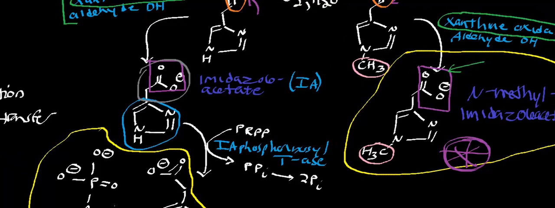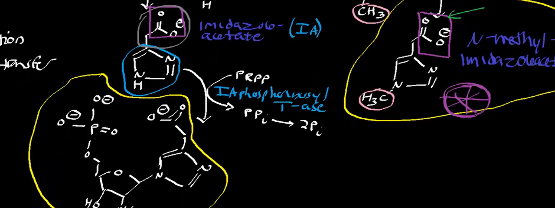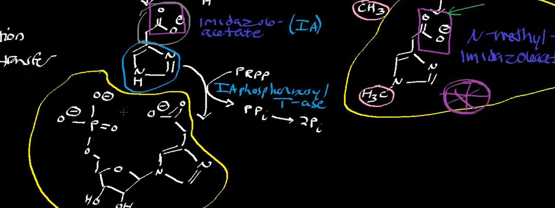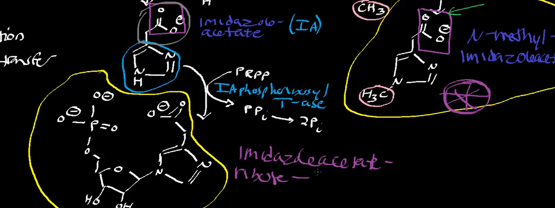But in the other case, we can go one step further and react it with a phosphoribosyltransferase, which uses PRPP to transfer a ribose 5-phosphate moiety onto the imidazole ring, and we end up generating something called imidazole acetate ribose 5-phosphate. So this is imidazole acetate ribose 5-phosphate. And there's various other ways you could name that, but that's a perfectly reasonable name.